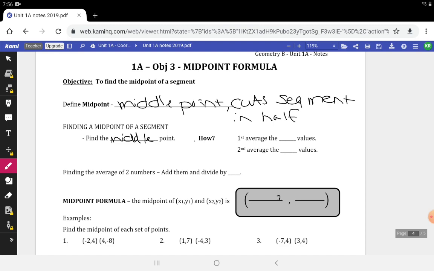And because we're cutting things in half, we're going to find it by averaging the x values and averaging the y values. Remember that to find the average of two numbers, you add them and then divide by 2. So to find the average of the x values, we'll add x1 plus x2 and divide by 2. And then we'll add y1 and y2 and divide by 2. All right, so a couple of quick examples.